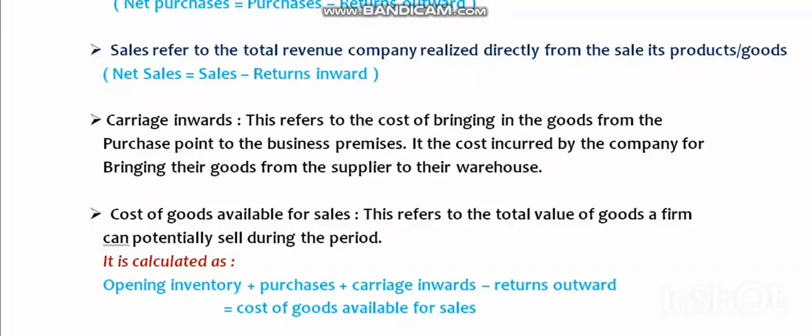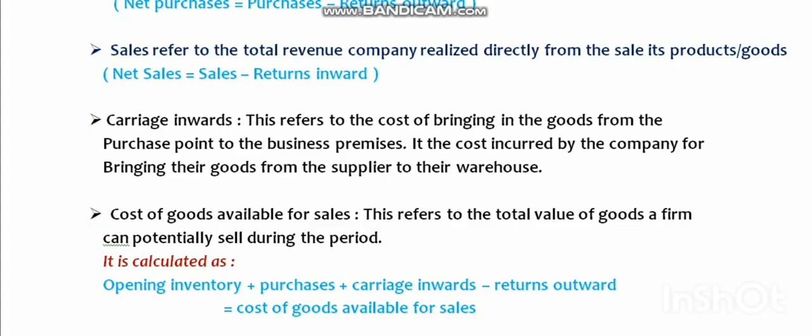Sales refers to the total revenue a company realizes directly from the sale of its products or goods. So the sales, that means the total revenue the company generated directly from the sale of that particular goods. So it means that it excludes any form of indirect revenue. Any form of indirect revenue is excluded when talking about sales, because when we talk about sales, we are talking about direct revenue realized from the sale of the product.